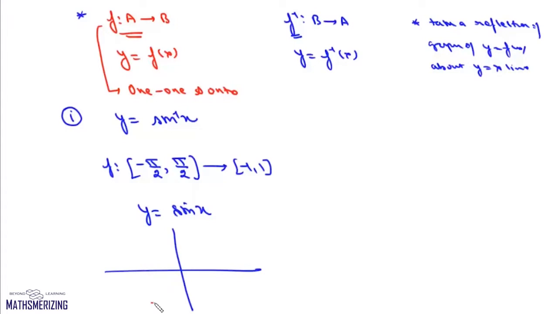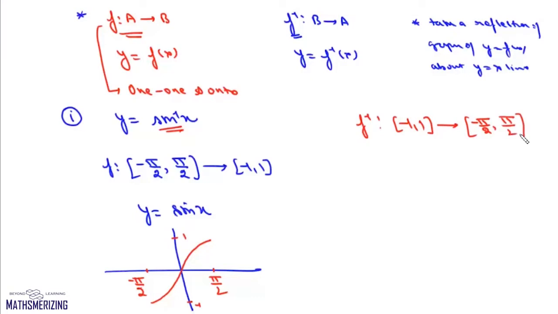Now we'll draw this graph. That's the graph of y equals sine x from minus pi by 2 to plus pi by 2. And this is plus 1 and this is minus 1. And in this interval, this function is both one-one and onto. Now when this function is both one-one and onto, we can now define its inverse function. So its inverse function will be defined from b to a. So we have to write sine inverse, we'll write f inverse from minus 1 to 1 to minus pi by 2 to plus pi by 2, and we'll write this as y equals sine inverse of x. So this is how we fundamentally define inverse trigonometric functions.